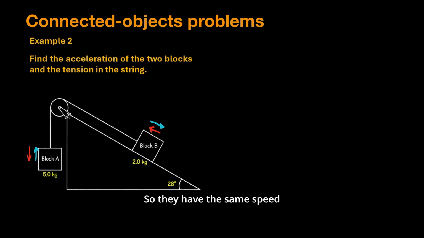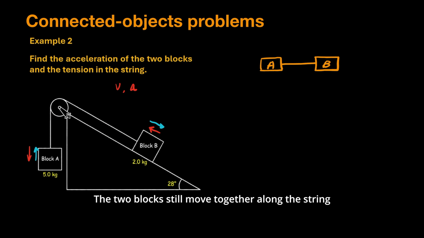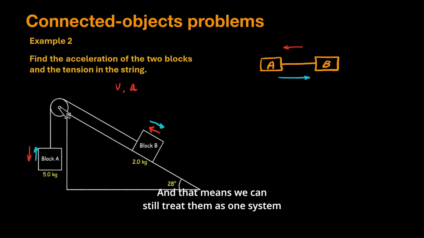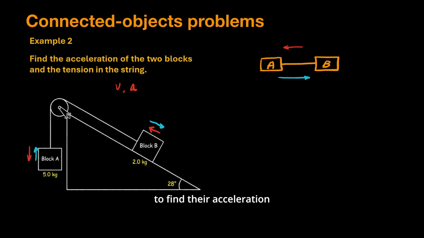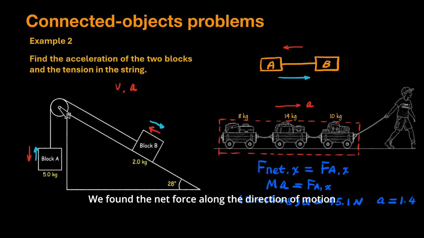So they have the same speed and the same acceleration magnitude. If we mentally straighten the string, this becomes much easier to see. The two blocks still move together along the string, either one way or the other. And that means we can still treat them as one system to find the acceleration. Now, remember what we did in the wagon problem. We found the net force along the direction of motion and then divided by the total mass of the system. We're going to do the same thing here.